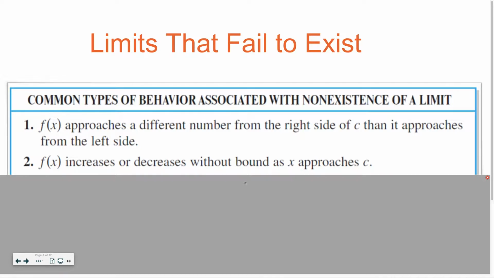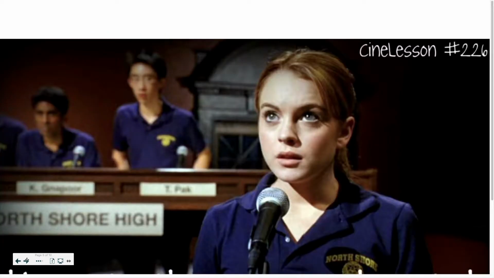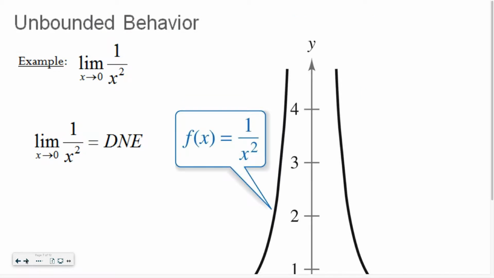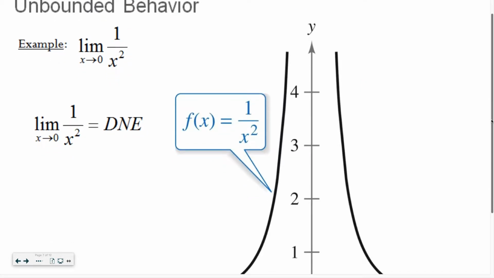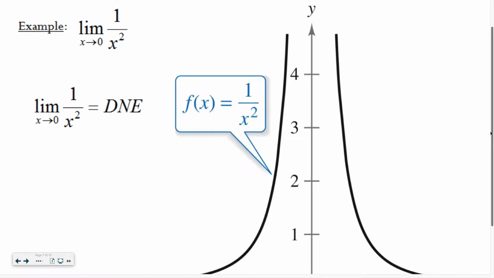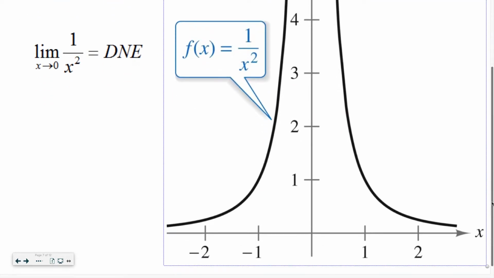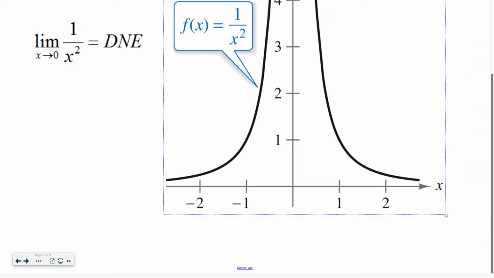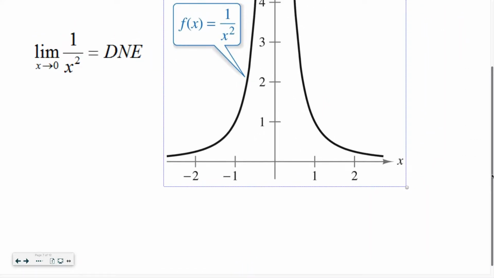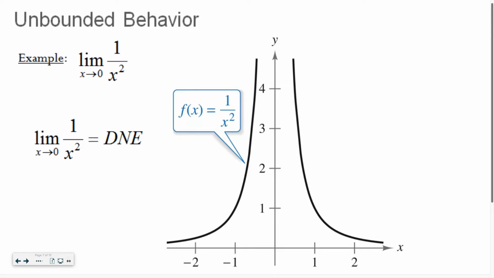So if f of x increases or decreases without bound, then the limit does not exist. Here's what this looks like. This is the graph of 1 over x squared. Let me make it a little smaller. Okay, so this is the graph of 1 over x squared, and I'm asking for the limit as x approaches 0.